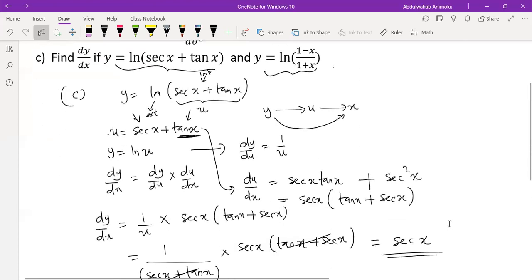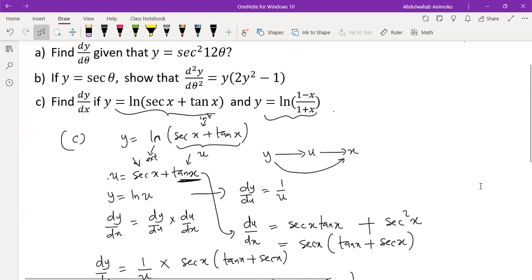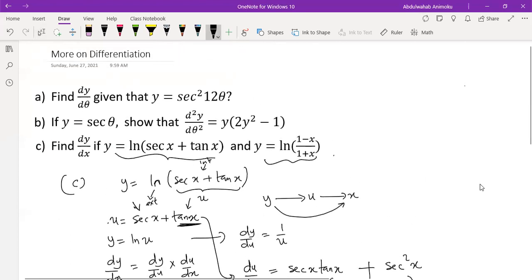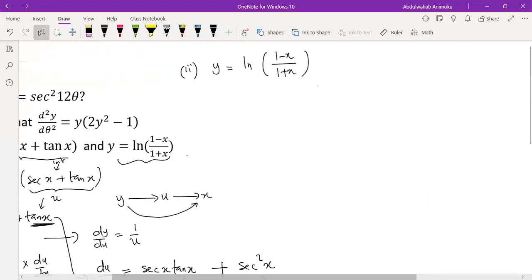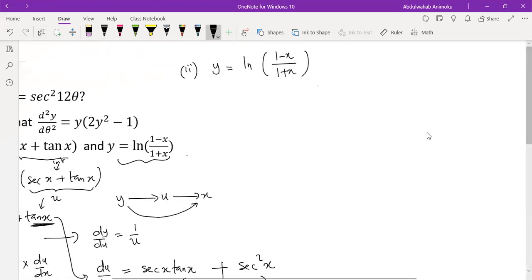Okay, so this is the first one. Let's move to the second one. The second one says that we have y as ln of (1 minus x) over (1 plus x). So how do we find the derivative of this with respect to x? I think this is quite easy.